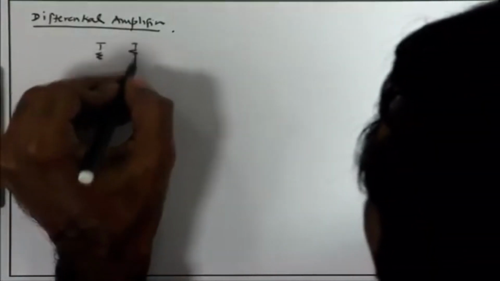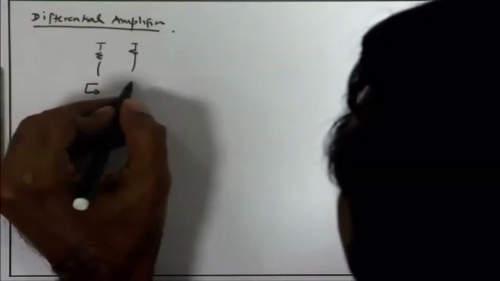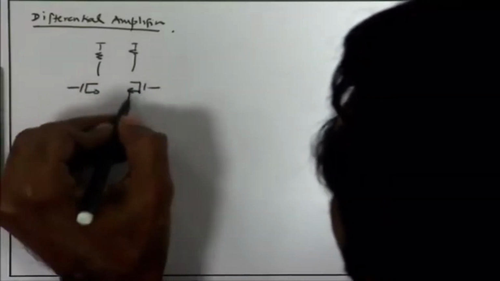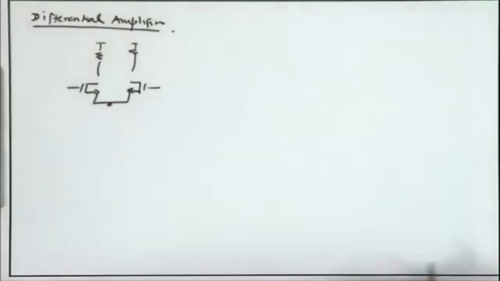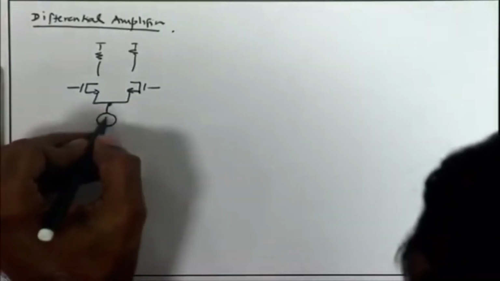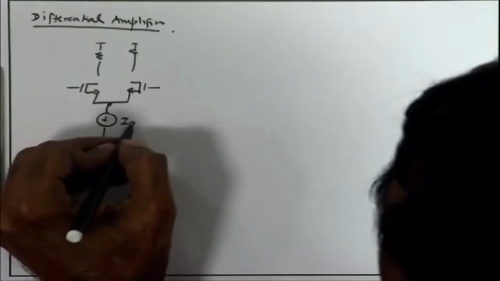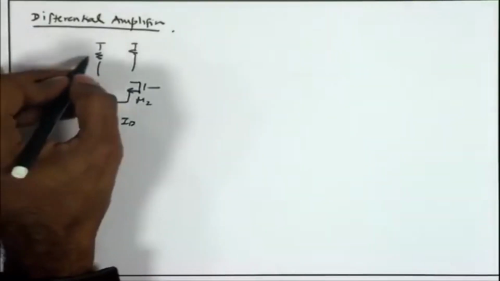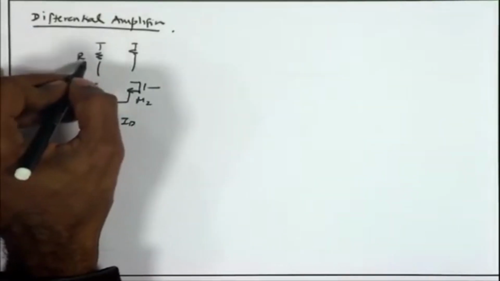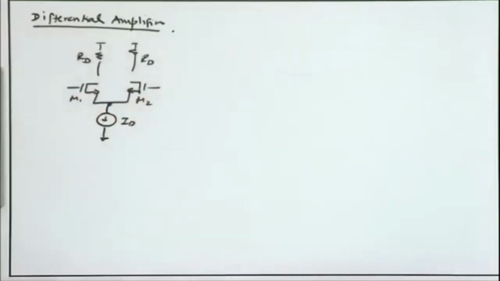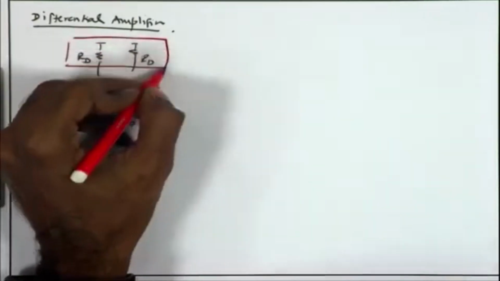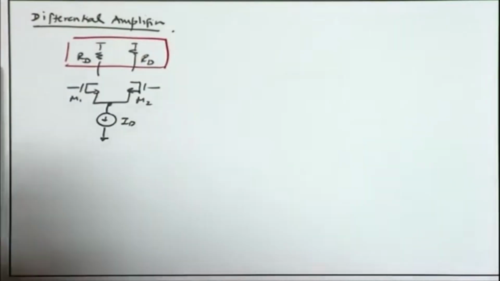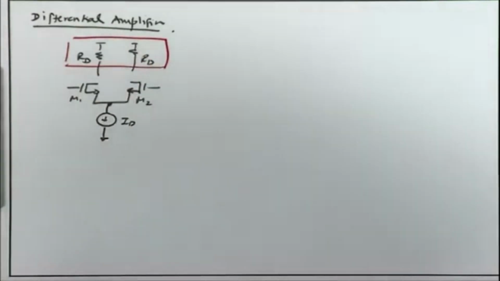Now, for differential operation, the common topology that is used: you have a bias current ID, which is used to supply current to two differential pair transistors M1 and M2, and you have load resistances. Now, this load can be an active load, just like what we have studied earlier. It can be a passive load, it can be PMOS.